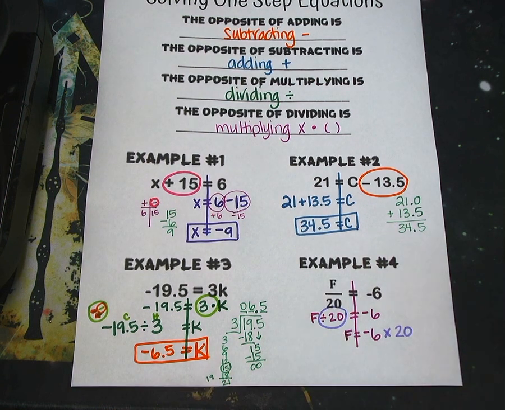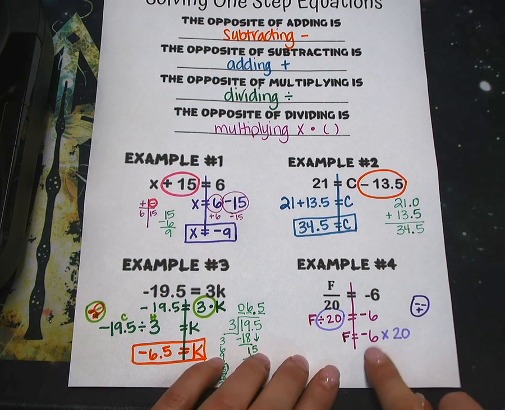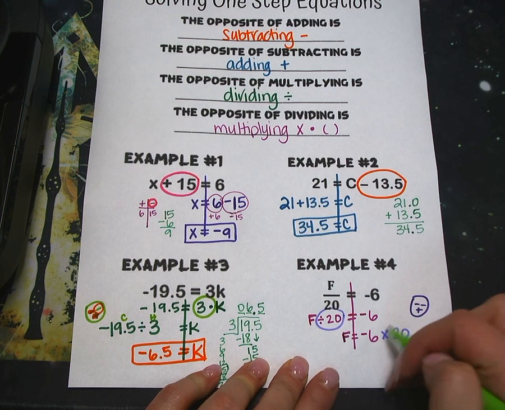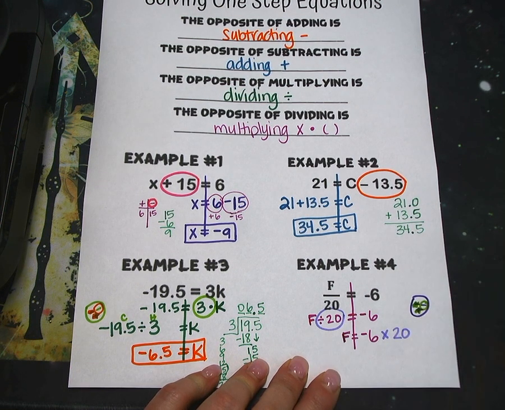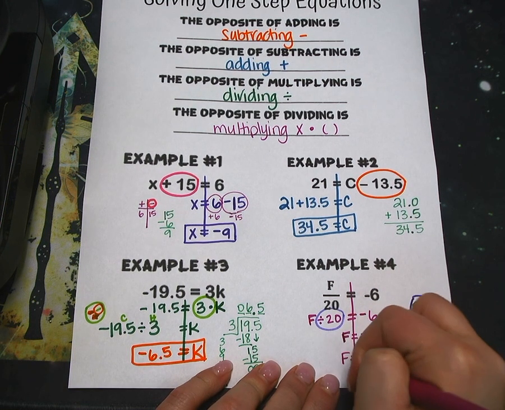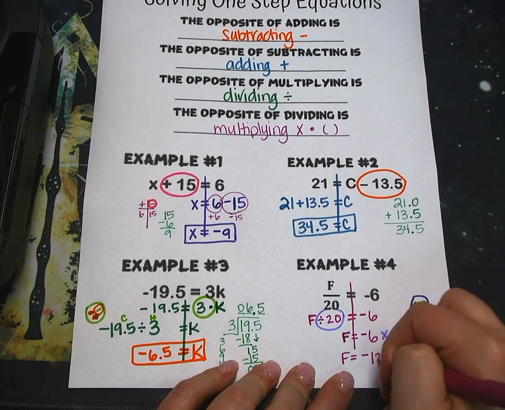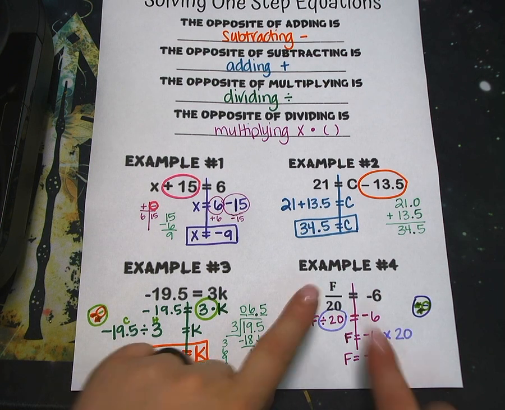Now, when I'm solving, I know that I have an integer man situation. So out here to the side, I am going to draw integer man because it is multiplying with a negative. And I can see, okay, I have a negative 6, a positive 20. So whatever my answer is will be negative. So then I have f equals a negative, and then 20 times 6 is 120.